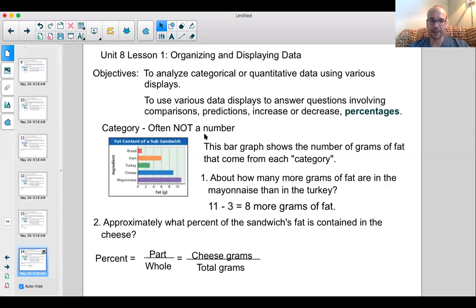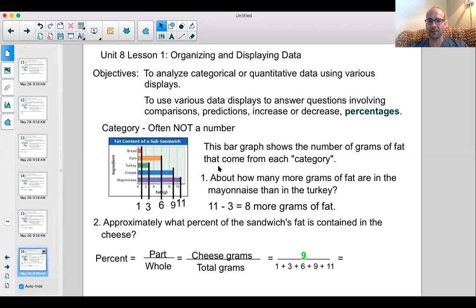So interpreting this question as part and whole, cheese fat is the part, and total grams of fat in this sandwich is the whole. And that's the fraction that's going to help us approximate the percent of the sandwich's fat that is contained in the cheese. How much is in the cheese versus how much is there altogether. So cheese grams, just like before, that's 9 cheese grams. So we'll put that as a numerator. And for the total, we'll assume the bread, the ham, the turkey, the cheese, the mayonnaise, we'll leave out anything else that might be on there. So the grand total of those 5 numbers then is 30.